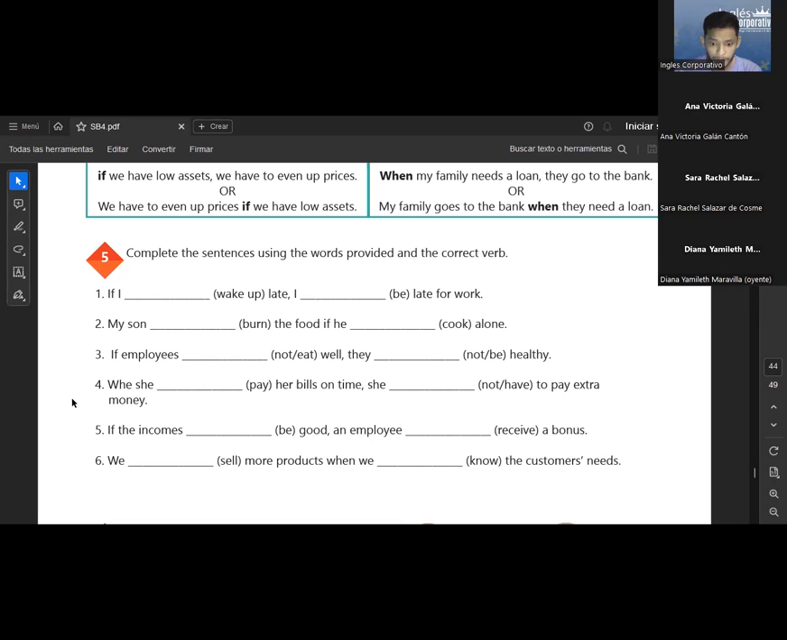Teacher, I don't understand the activity because I... Which one? ¿Cuál? ¿Número cuál me dijo? No, es que no oí la explicación. Ok. Vamos a colocar solamente lo que está en paréntesis. Por ejemplo, número uno dice, if I wake up. Si me levanto, if I wake up. If I wake up late, dice, si me despierto tarde, I am, voy tarde al trabajo. I am late for work. Eso es lo que haría nomás.